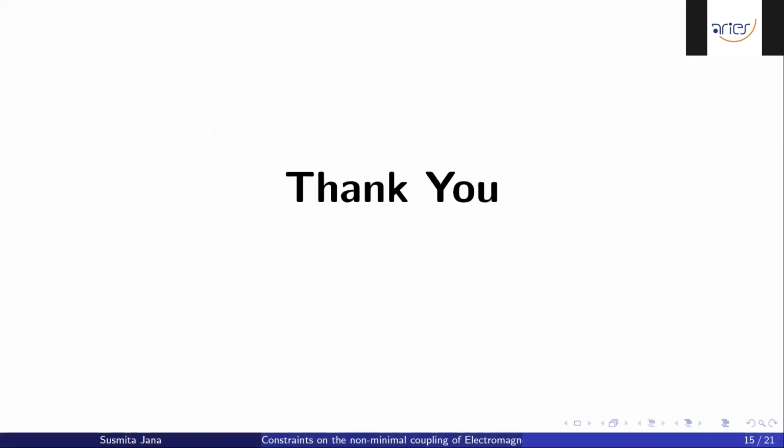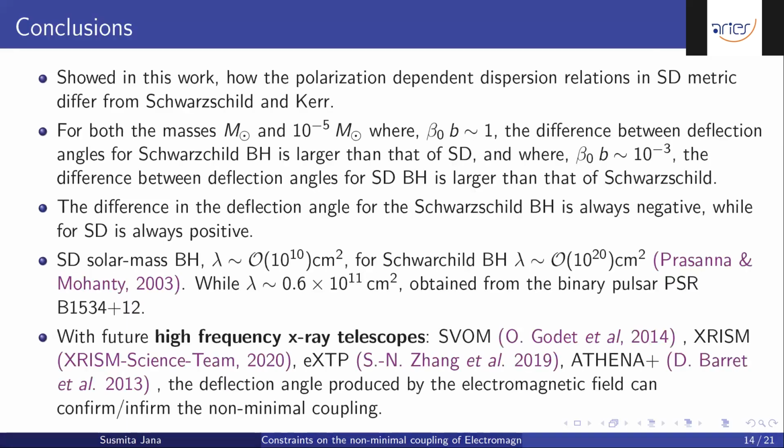Yes, Susmita. There is an offline question, sir. Yep, please go ahead with the offline question. So you said that you have put some constraint on lambda, but you have not used any observational data. So how did you get the constraint?